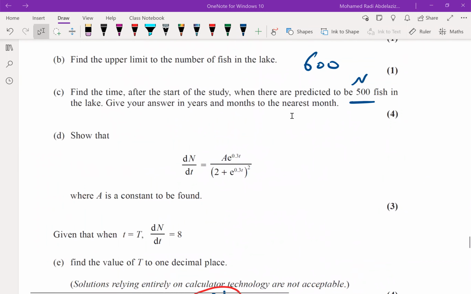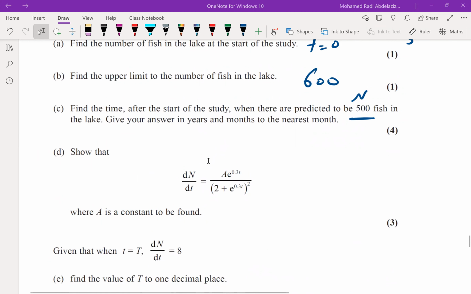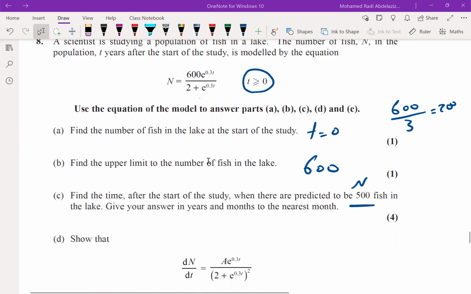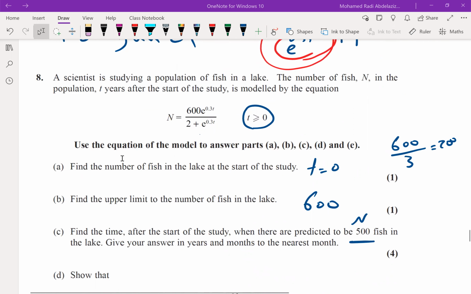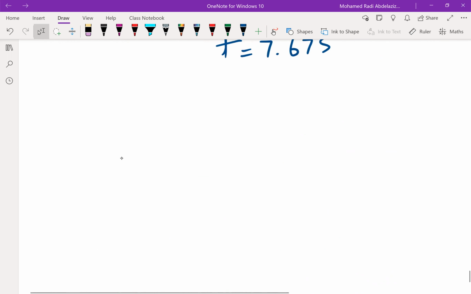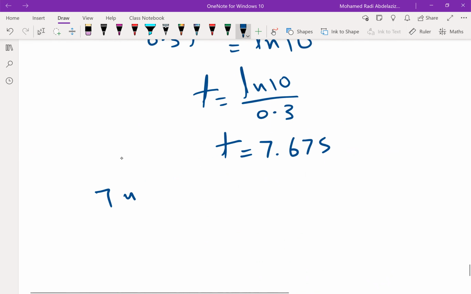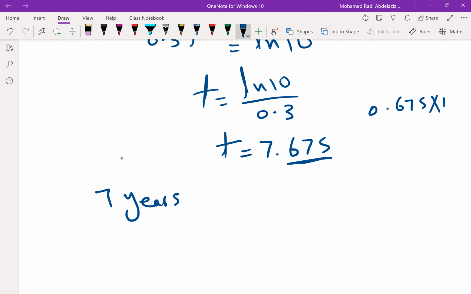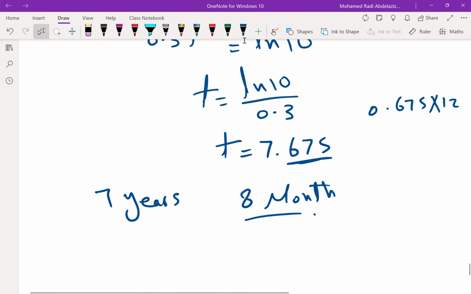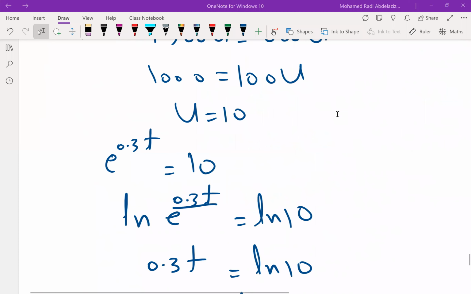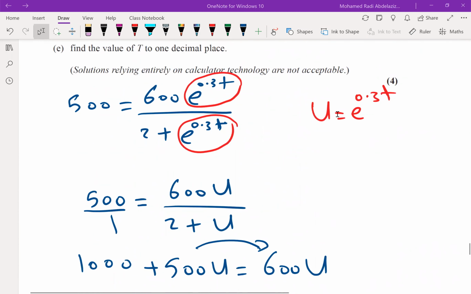Look at the unit of t. In the question, it is given by t years. So our answer is 7 years and 0.675 years, which we can convert to months, approximately 8 months. This is the final answer for the time. This is part C.